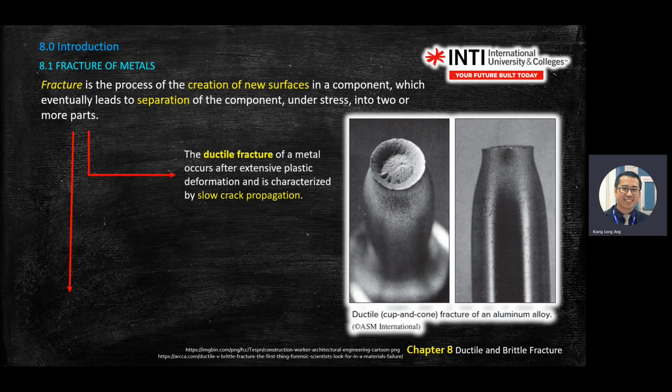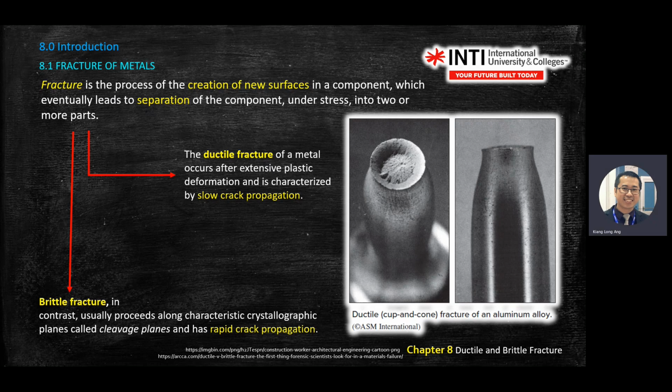Now this is what you've seen in your experiment, especially the aluminium sample. You pull until it breaks. Then you will see this cup and cone phenomenon. So what is fracture? Fracture is a process where new surfaces are created, eventually leading to separation of a component under stress into two or more parts. So fracture is you creating a new surface.